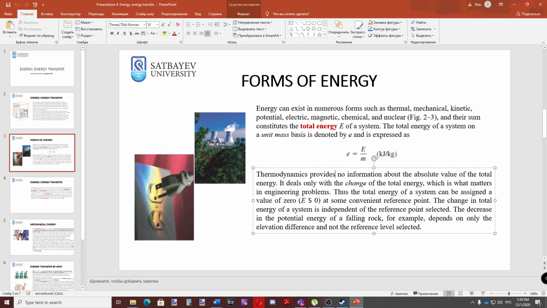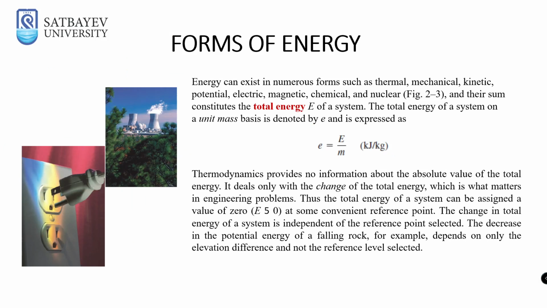For example, it depends only on the elevation difference and not on the reference level selected. If you put a rock on top of the highest mountain and just lower it by 1 meter, the difference of the potential energy will be around 1 kilojoule, for example. But if you go to the lowest level, like minus 1000 meters, and drop it from 1000 meters, it will show a difference of 1000 kilojoules, which means that it depends only on the elevation difference, not on the level selected.